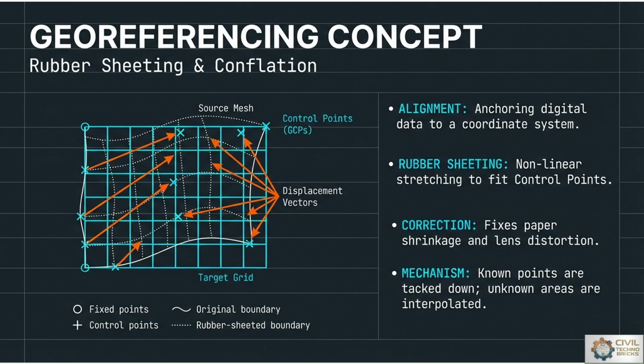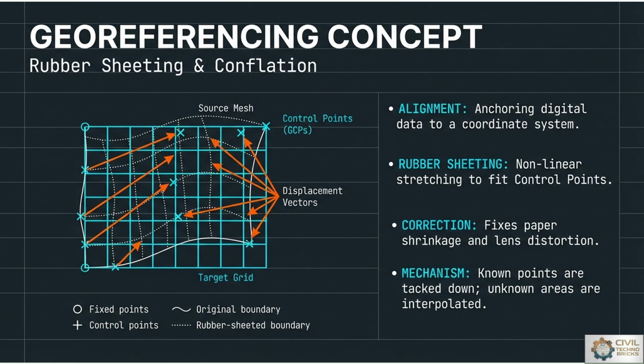Moving towards the main point, which is the concept of georeferencing. Georeferencing is the process of assigning real world coordinates to a digital image. I repeat, georeferencing is the process of assigning real world coordinates to a digital image or a legacy map.